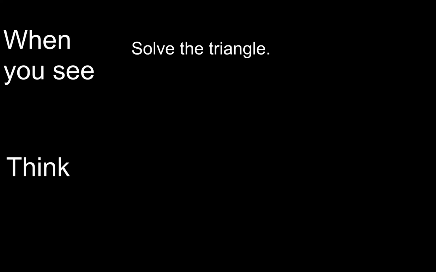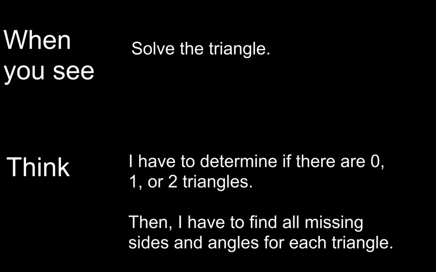Now, one of the first things that you want to do is when you see the direction solve the triangle, you want to think to yourself, I have to determine if there are 0, 1, or 2 triangles, and then after that, I've got to find all the missing stuff for each one of the triangles.